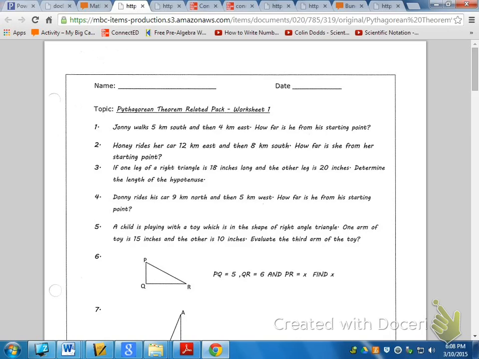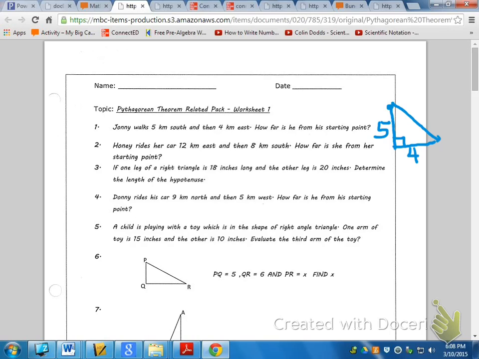So let's look at number 1, and I am going to draw a picture with that one. It says Johnny walks 5 miles south. So I'm going to put Johnny right here, and he's going to walk 5 miles south, I'm sorry, it says kilometers, 5 kilometers south, and then he goes 4 kilometers east. How far is he from his starting point? Now you have to assume that when he's walking south and he takes that turn to walk east, he takes a right angled turn.